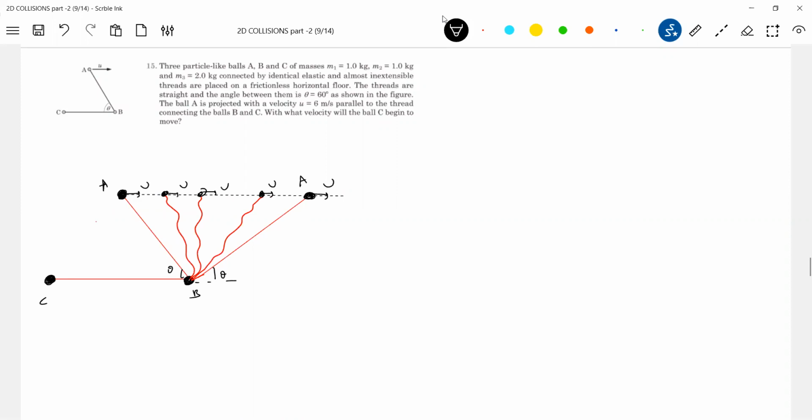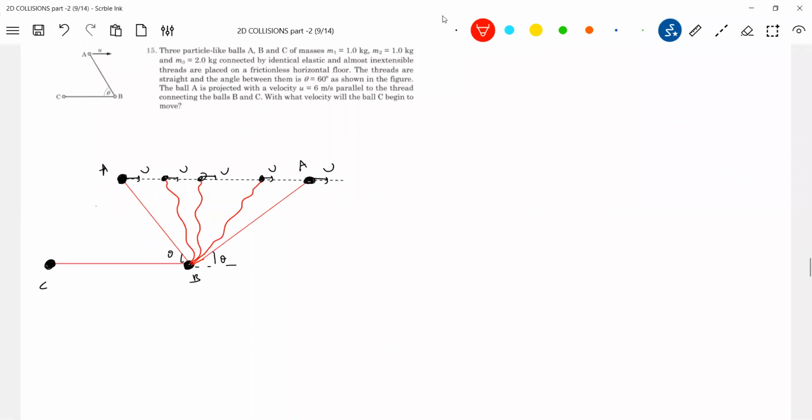I'm showing everything in one diagram. So now what will happen? Very next moment after this, it will be jerked. When it is jerked, what conditions will arise? We'll see. What can happen to the balls? How do they move?